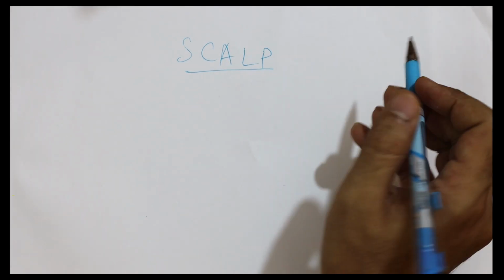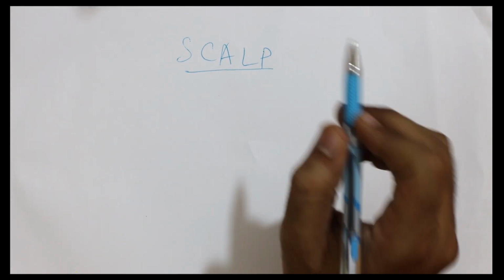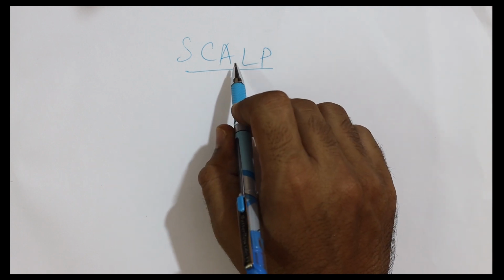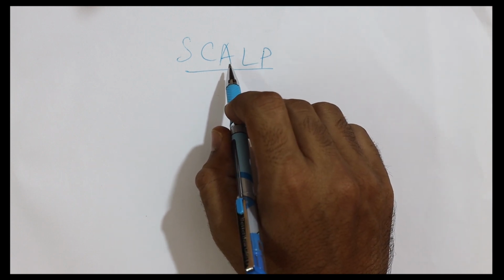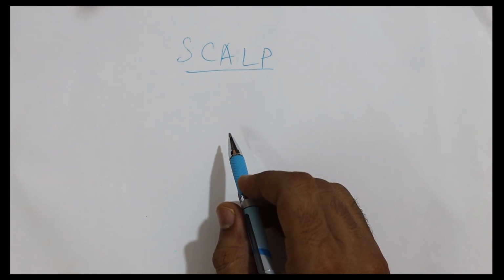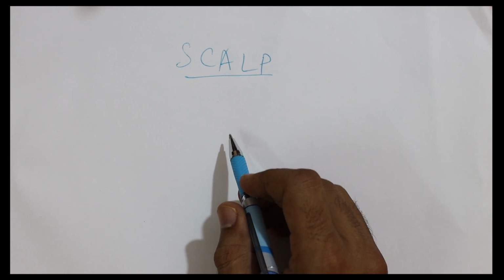Hello everyone. In this tutorial we will see the features of the scalp. The scalp is the part which extends from the eyebrows till the external occipital protuberance in the back, or in the posterior part.